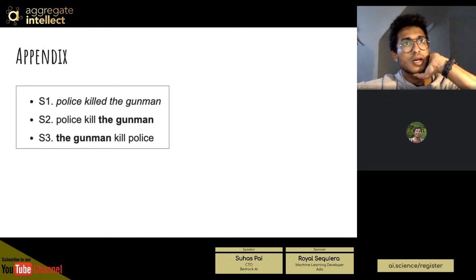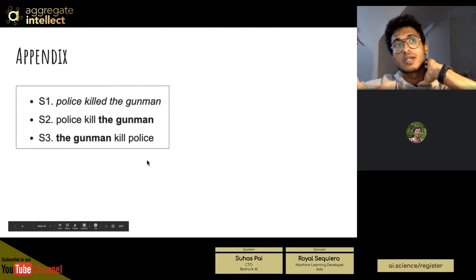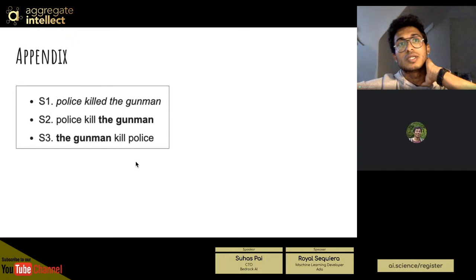Yeah, and then I have an example here. In addition to Rouge 1, which is unigram overlap, and Rouge 2, which is bigram overlap, there's also Rouge L, which is the longest common subsequence overlap. Let's say S1 is the reference summary or the human generated summary, and S2 and S3 are the candidates. In this case, police kill the gunman and the gunman kill police, we would prefer S2 over S3 because this has the longest common subsequence with the reference summary. So Rouge L is essentially the overlap with respect to the longest common subsequence. And like Suhas was mentioning, you calculate precision or recall and F1, and you use that as a metric.